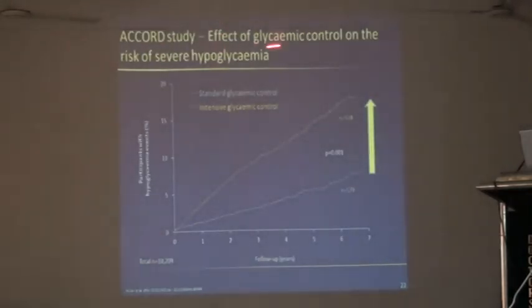ACCORD study, the effect of glycemic control on the risk of severe hypoglycemia was this. The participants with hypoglycemic events, this was standard therapy and this was intensive therapy. So this was a big chunk of people, nearly 17, 18% more who actually died.